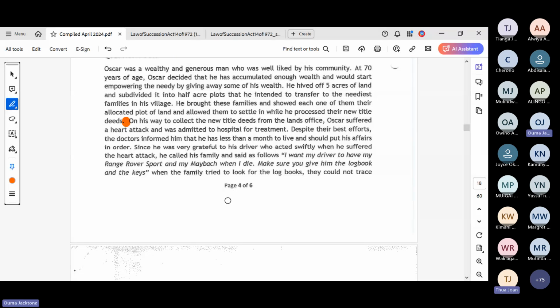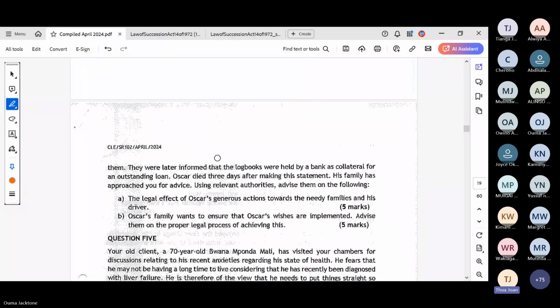So will it pass? No, the gift will not pass because some of the conditions that should be fulfilled for the gift to pass, such as the delivery of the gift itself or anything that signifies ownership, have not been done. The logbooks that were supposed to be given to the donee have not been delivered to him because they were in the bank. They had been used in the bank as collateral. So what happens in that instance?